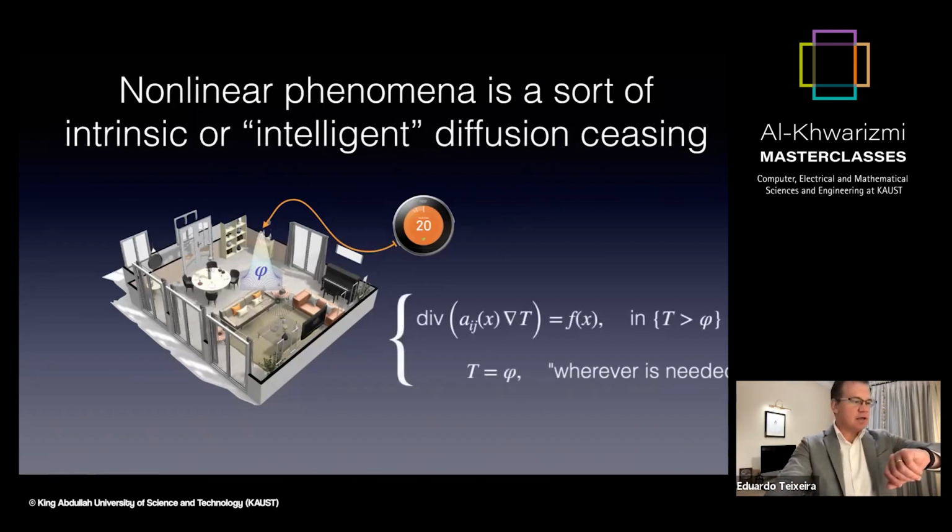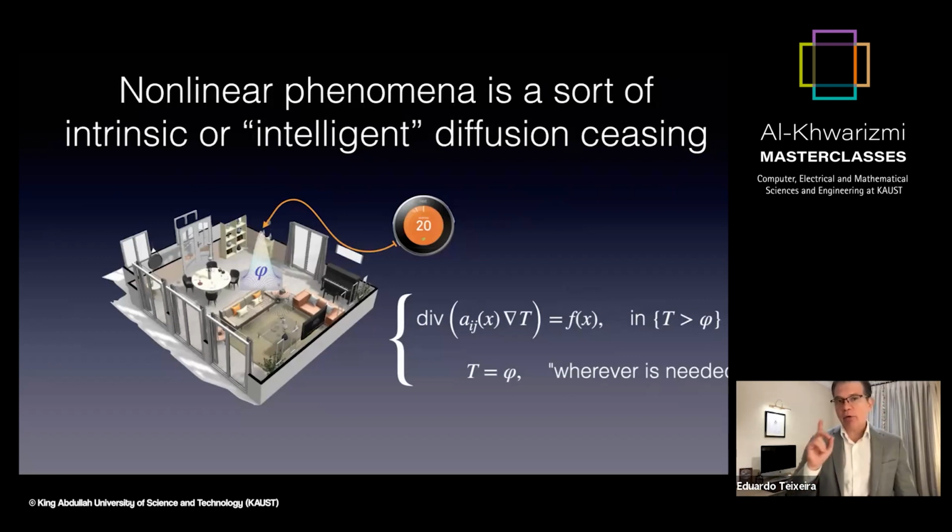But in this case, you will still have an elliptic operator acting on the living room, which may or may not be linear. That's not the point. This Aij has to do with the furniture of the room. But now the main difference is that the temperature will be equal to phi whenever needed. So here you see that there is some diffusion seizing, because the thermostat will interact with the temperature so as to keep the minimal temperature under control, but it will do that in an intelligent fashion. The temperature will interact with the system. It will decide what's the best way of putting in heat.